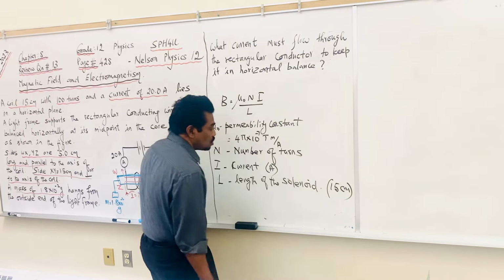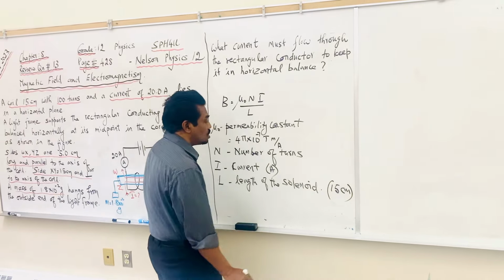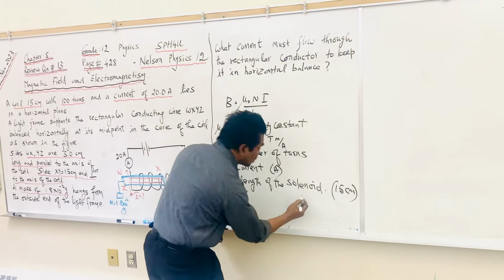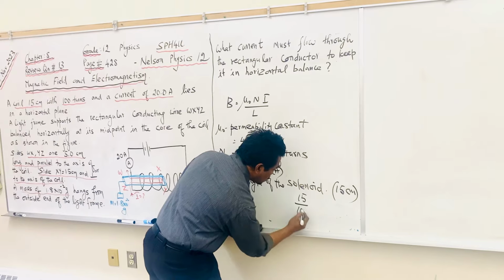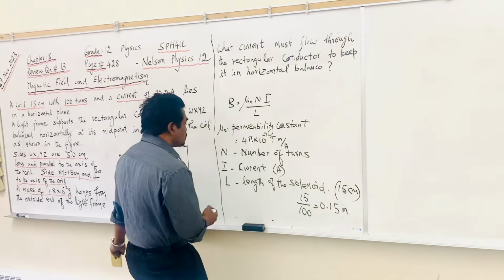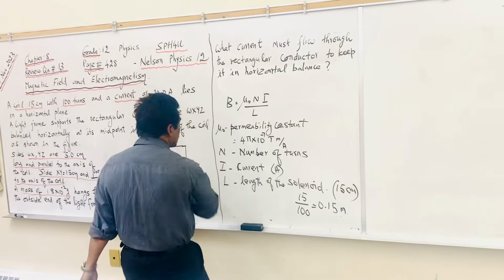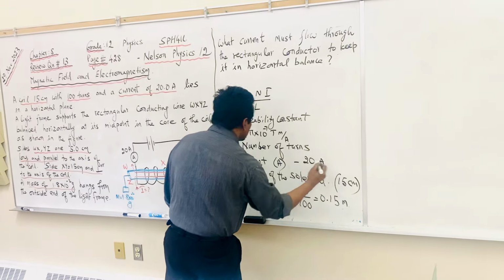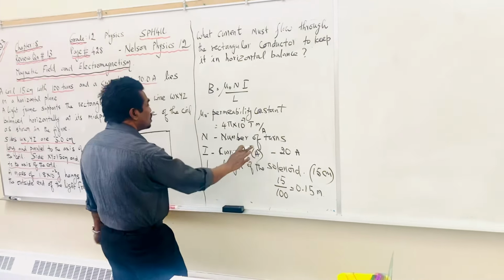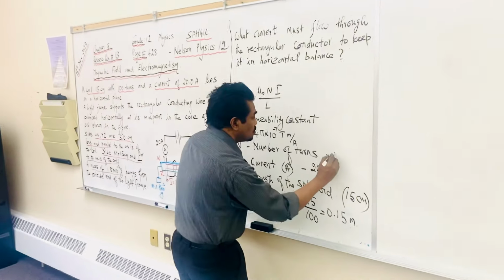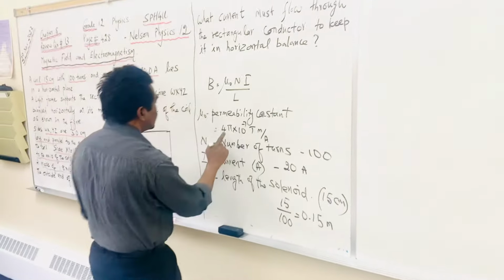So this is not our unit, we have to change it to MKS unit. MKS unit is meter, so 1 meter is equal to 100 centimeters. So 15 over 100 will be equal to 0.15 meter. The current is also given here, 20 ampere, our unit. No problem, no need to do any change. And number of turns is 100 turns. And this is the constant.